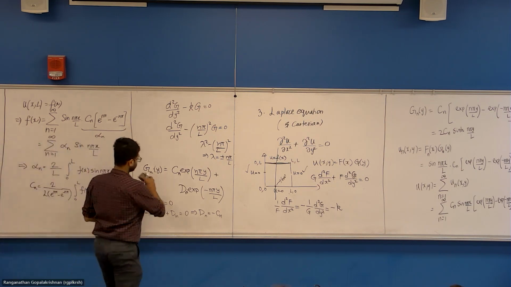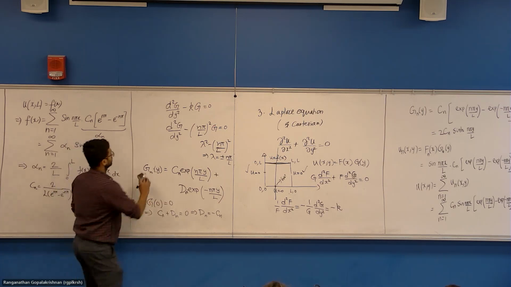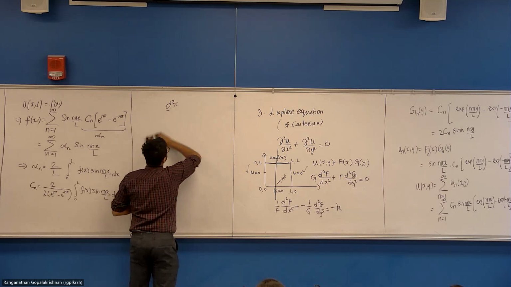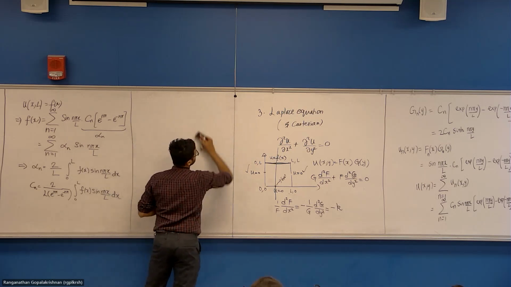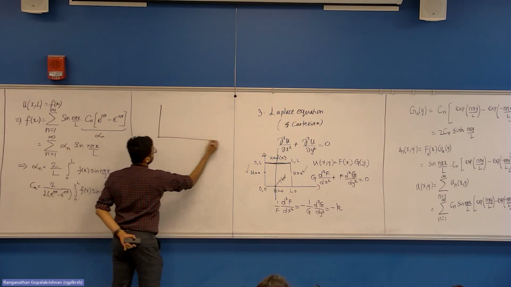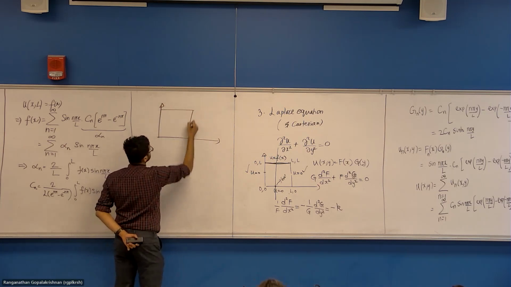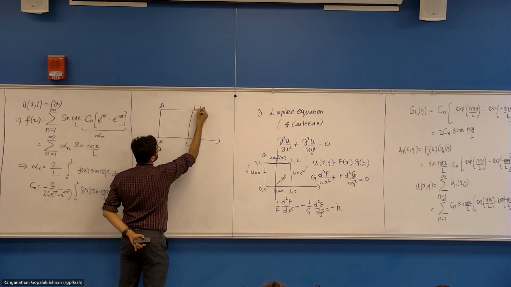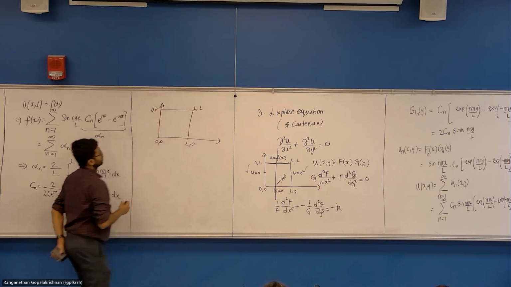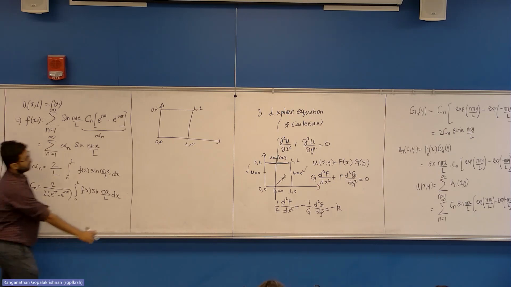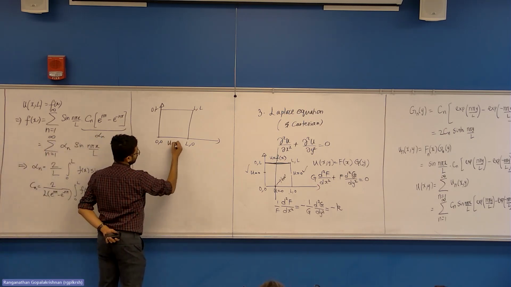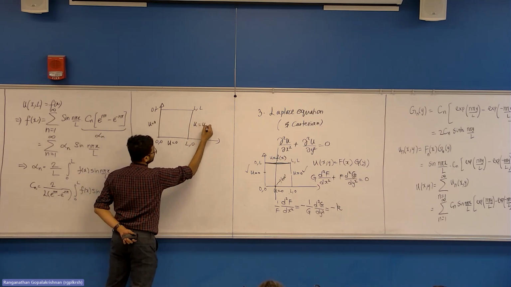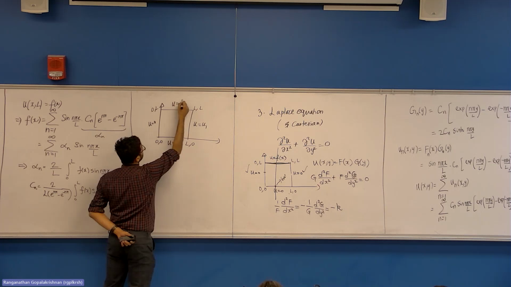Can I erase this part? So if we have a set of boundary conditions, we could have something like u equal to 0, u equal to 0, say for example, u equal to u1, and then u equal to f of x.